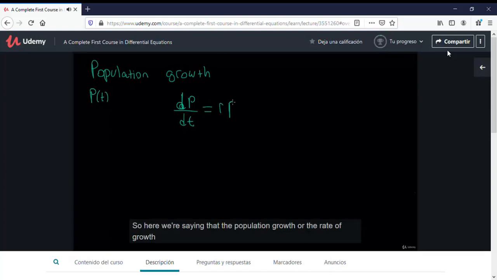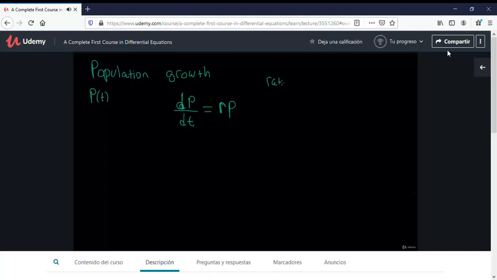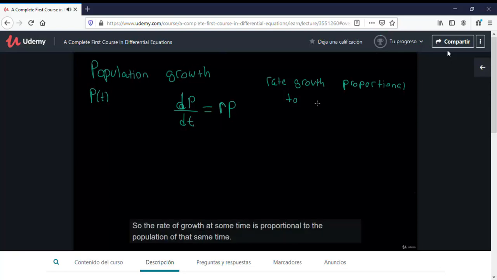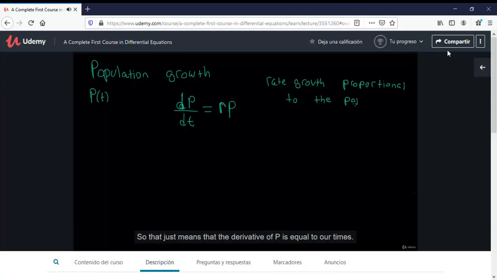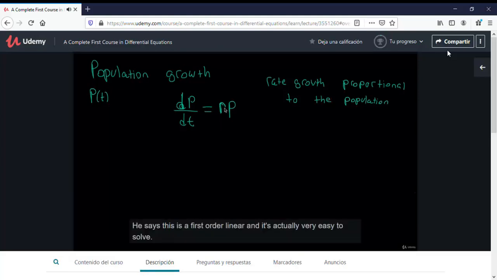So here we're saying that the population growth, or the rate of growth, is proportional to the population at that time. So the rate of growth at some time is proportional to the population at that same time. So that just means that the derivative of P is equal to r times P. Okay, so this is a first order linear equation, and it's actually very easy to solve.